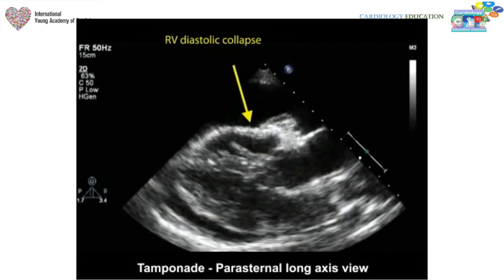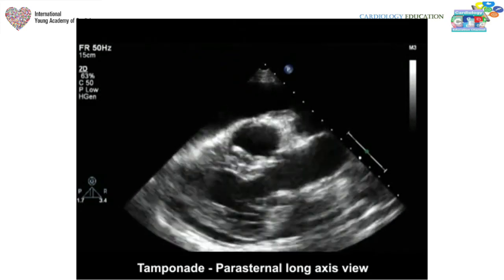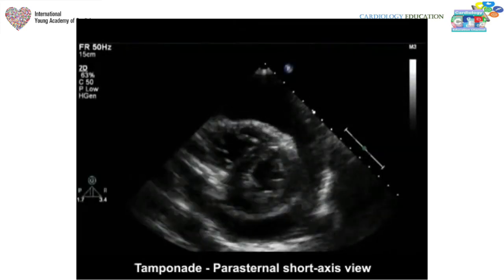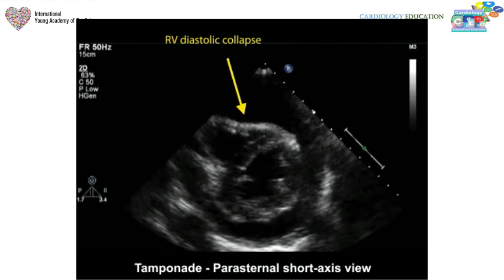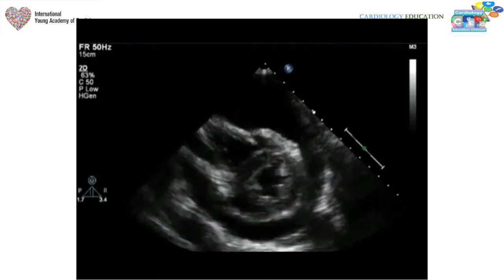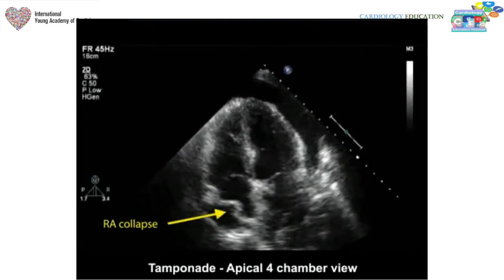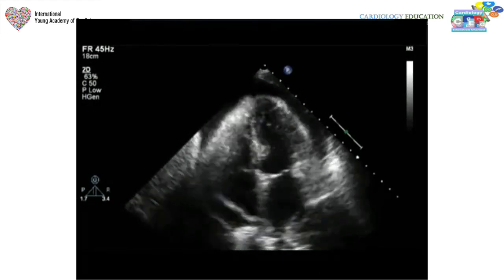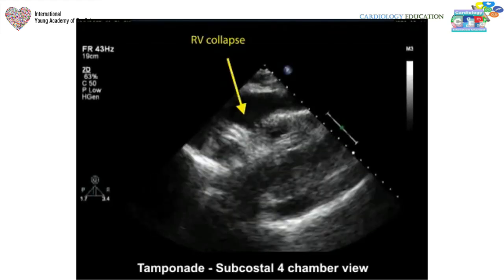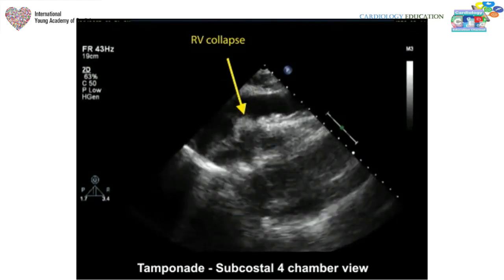Let's see from this movie here. This is an example of RV diastolic collapse, RV free wall diastolic collapse from the parasternal long axis view, and here how it looks from the parasternal short axis view. And here you can see the RA is collapsed from the apical four chamber view, and here from the subcostal view you can see clearly the RV collapse.